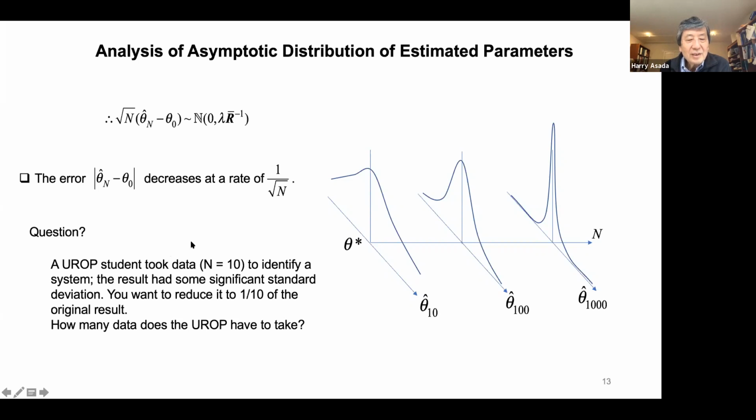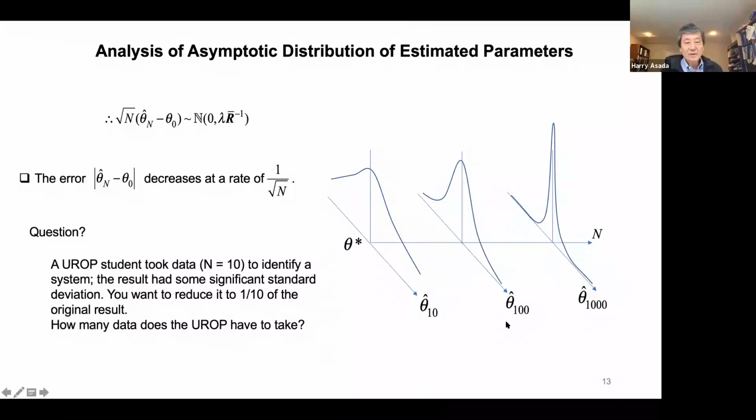The students actually came back to you with a handful of data, n equals 10. Okay, and then if you actually identify a system, the result had some significant standard deviation. You want to reduce this error to 1/10 of the current error level. How many data does your student have to take? More. That's the question. How do you think?